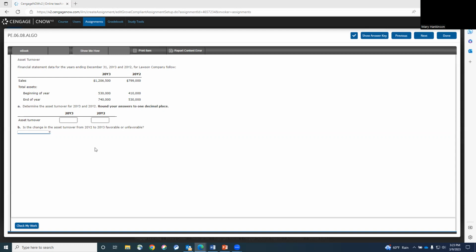Okay, so let's look at the problem here. We have 2 years, and they provided us with the total sales. But we have to do math before we even start to calculate the ratio. We have to calculate our total average assets. How do we do that? We'll take the beginning year total, add it to the end of the year total, and then divide it by 2. So you would take 410,000 plus 530,000 and then divide it by 2.